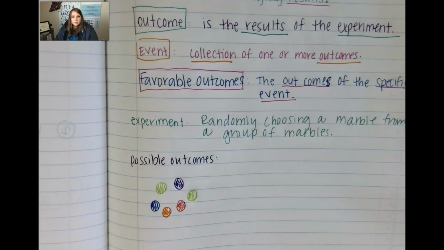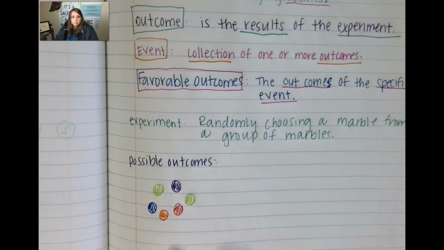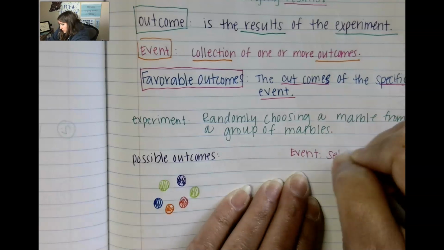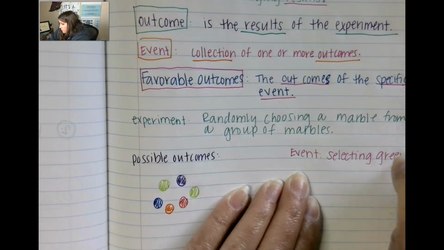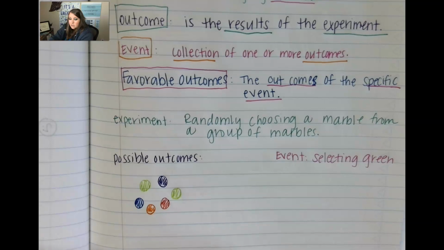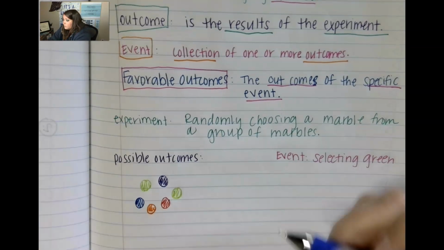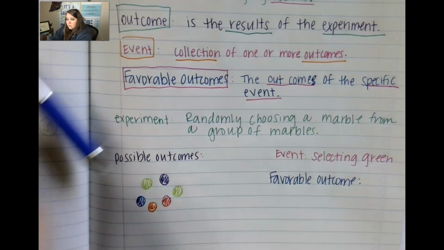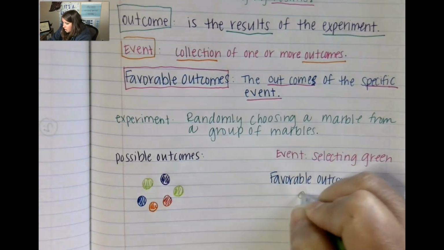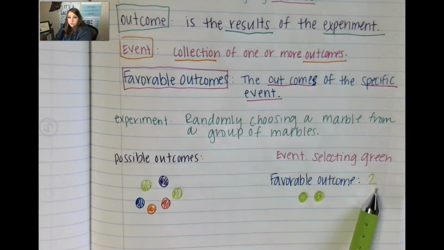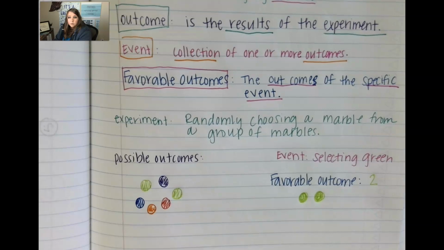Now, the event, each marble is the outcome. Selecting the green marbles is the event. So in the event, I want to know about selecting green marbles. So if I were to choose green, what are the specific outcomes or the outcomes of this event, which would be the favorable outcomes? So the favorable outcome is choosing 2, because there are 2 green marbles. So the outcome is 2. There's an opportunity to choose 2 from the green marbles.